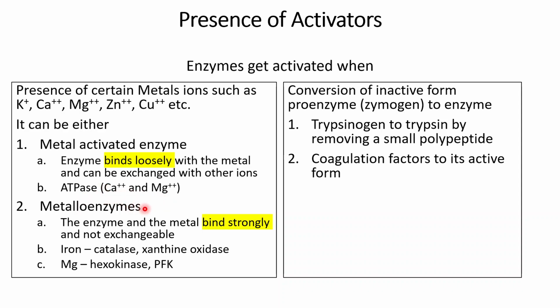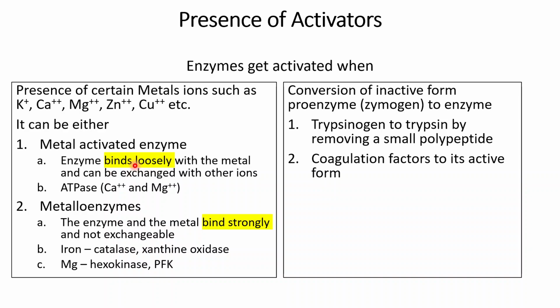On the other hand, we have metalloenzymes, where the enzyme and the metal bind strongly. The bond between the enzyme and the metal is strong, so that it cannot be broken, and the metal cannot be exchanged. For example, in the enzymes catalase and oxidase, the metal is iron, which is strongly bound and not replaceable. And in the case of hexokinase and phosphofructokinase, the metal is magnesium. So this is the difference between metalloenzymes and metal activated enzymes. Metalloenzymes have strong bonds between the metal and the enzyme, whereas metal activated enzymes have a loose bond between the enzyme and the metal.